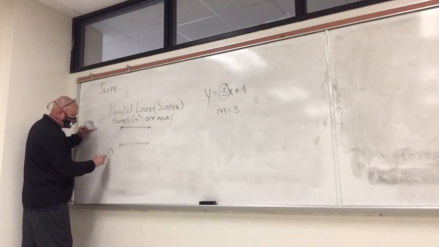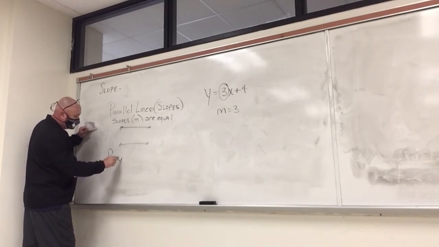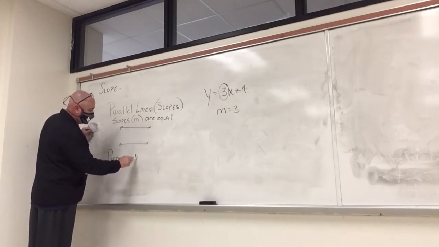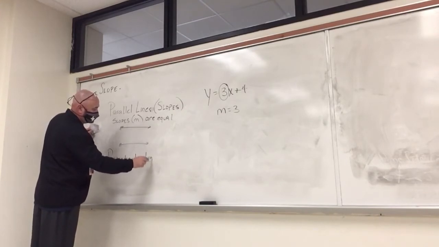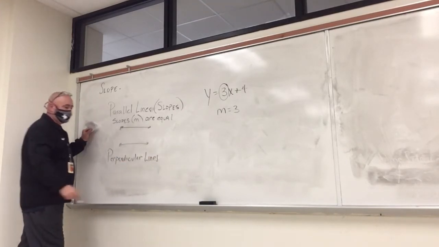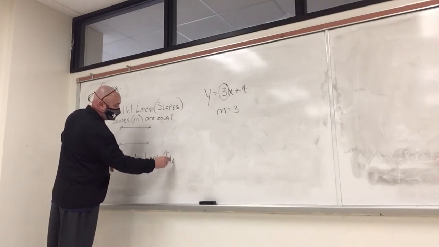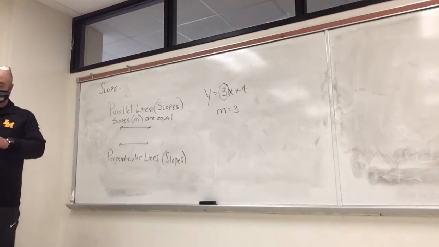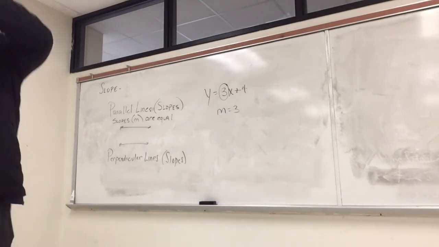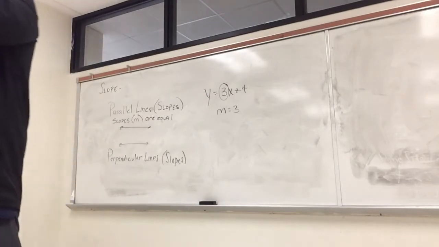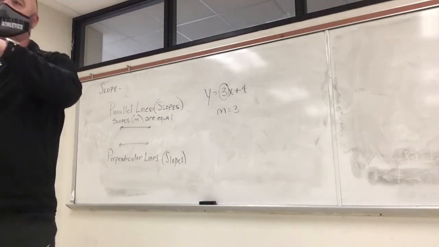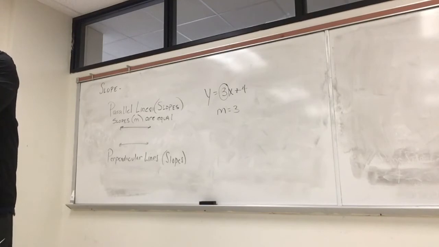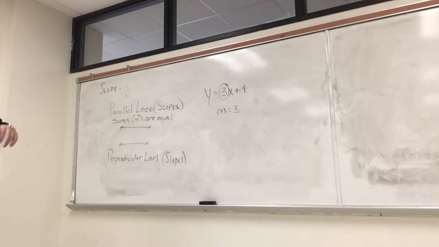Perpendicular line slopes. Well, if parallels are equal, remember, a perpendicular line does what? It crosses, it intersects, and it does what? It forms a 90-degree angle. Okay? So their slopes are not going to be equal to each other. Okay? Because for parallel lines, slopes are equal. Perpendiculars are not equal. Okay?